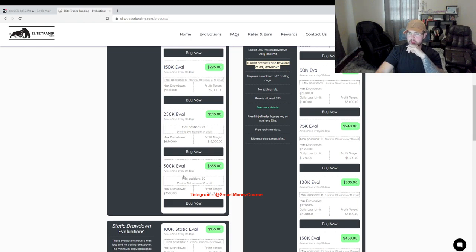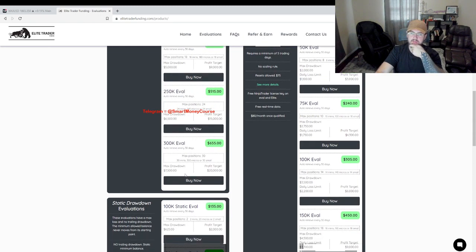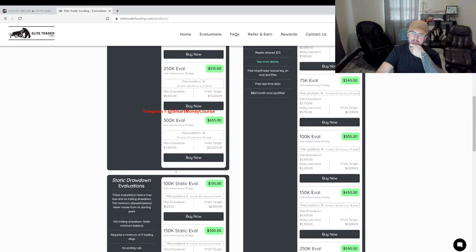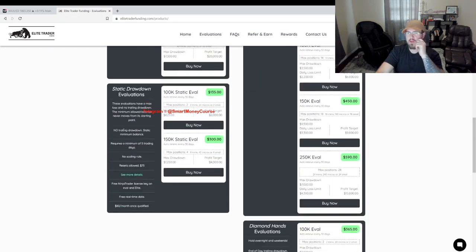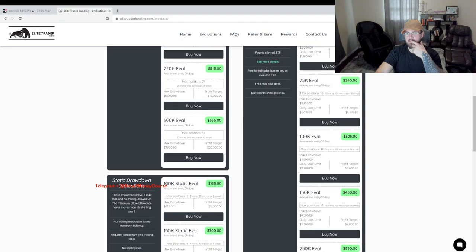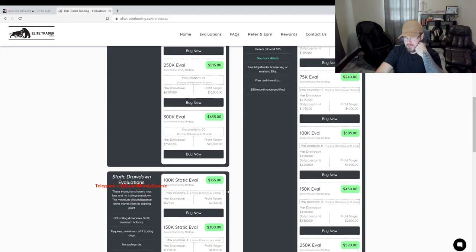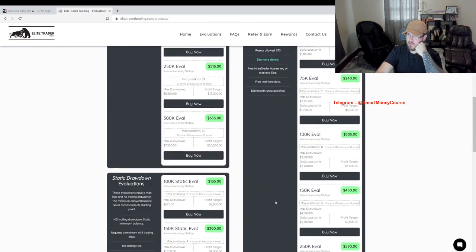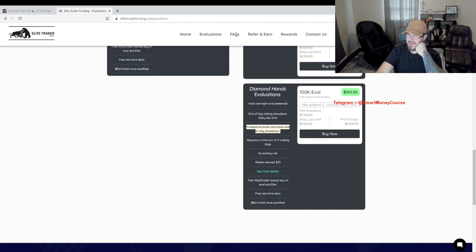Oh, this is futures. You're trading contracts, and then trade NinjaTrader and stuff too. And you have to pay 85 or 80 dollars a month afterwards for these. These are static drawdowns. What the heck? They really have an account called that?